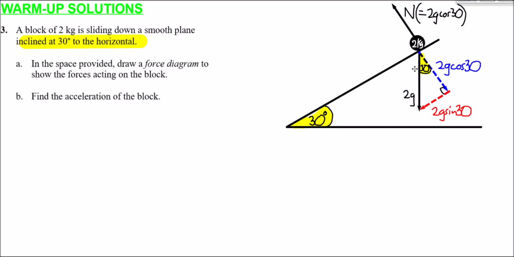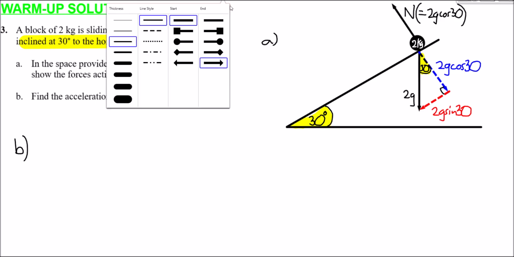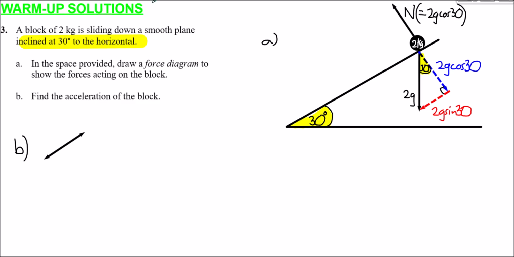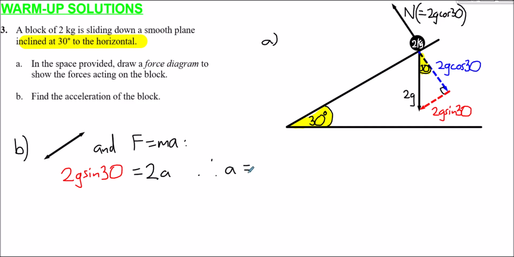We can now choose to resolve forces going parallel to the slope. If we just consider now part B, we've done part A. So part B, forces going parallel to the slope and using F equals ma. Going down the slope is 2g sine 30 and nothing else. So the resultant force parallel to the slope going downwards is just 2g sine 30. And that component of the weight will be equal to the mass of the object, which is 2, multiplied by the acceleration. So dividing both sides by 2, or we could just cancel off the 2 on both sides, a is simply g multiplied by sine 30.